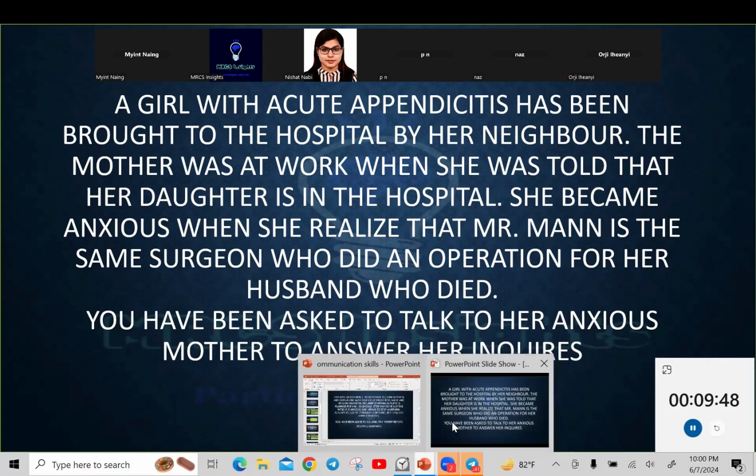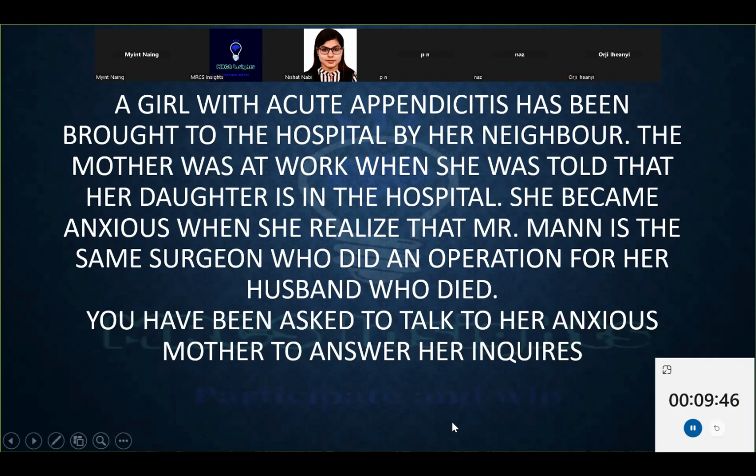A girl with acute appendicitis has been brought to the hospital by her neighbor. The mother was at work when she was told that her daughter is in the hospital. She became anxious when she realized that Mr. Mann is the same surgeon who did an operation for her husband and who died. You have been asked to talk to her anxious mother to answer her inquiries.